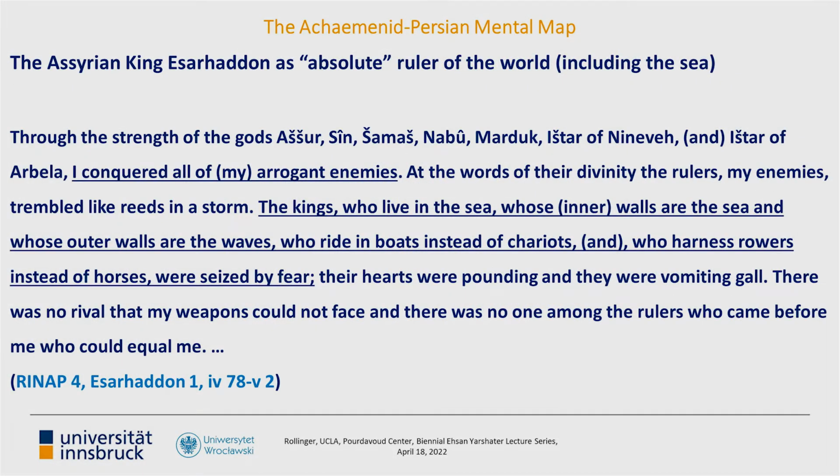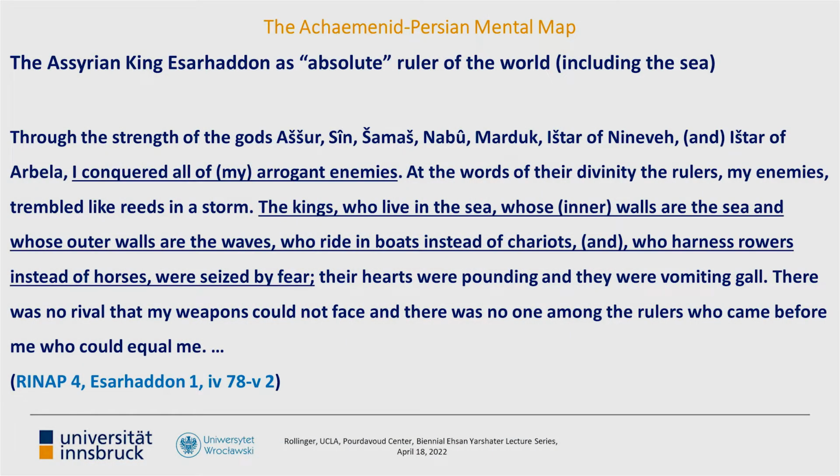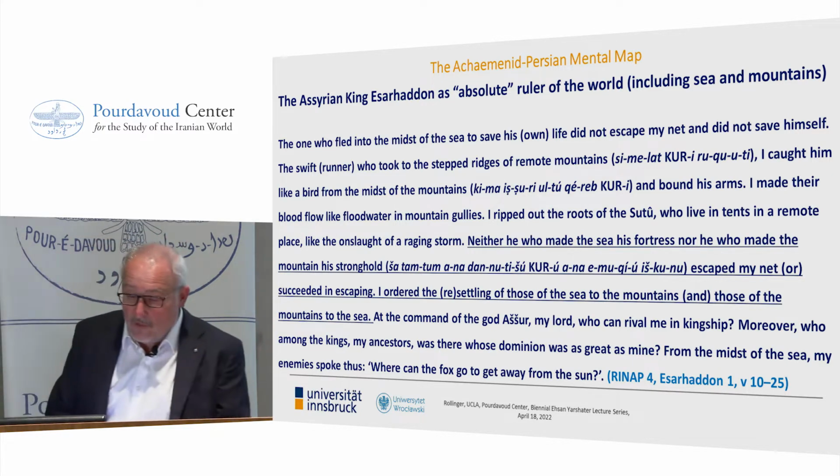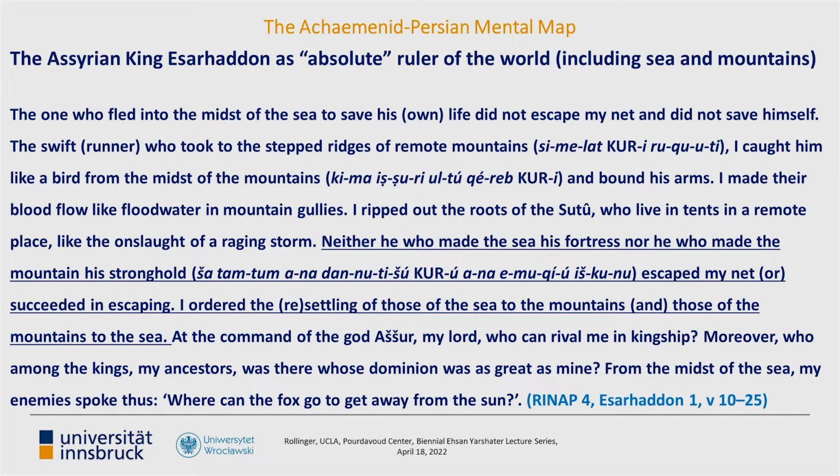I conquered all of my arrogant enemies. Of course, the enemies of the Assyrian king are always arrogant ones. At the words of their divinity, the rulers, my enemies, trembled like reeds in a storm. The kings who live in the sea, whose inner walls are the sea and whose outer walls are the waves, who ride in boats instead of chariots, and who harness rowers instead of horses, were seized by my fear. And even more precisely in the next text, the same ruler, again Esarhaddon, expressing his absolute universal rule. You can read: neither he who made the sea his fortress, nor he who made the mountain his stronghold, escaped my net, or succeeded in escaping.